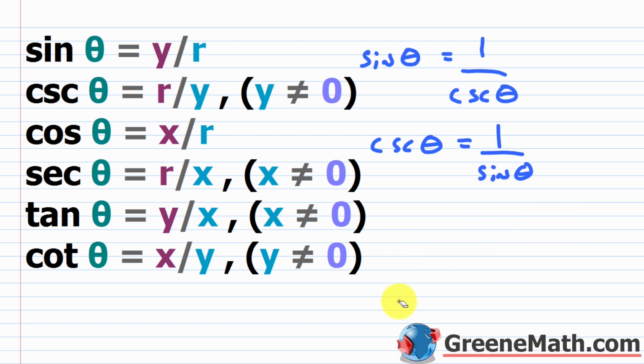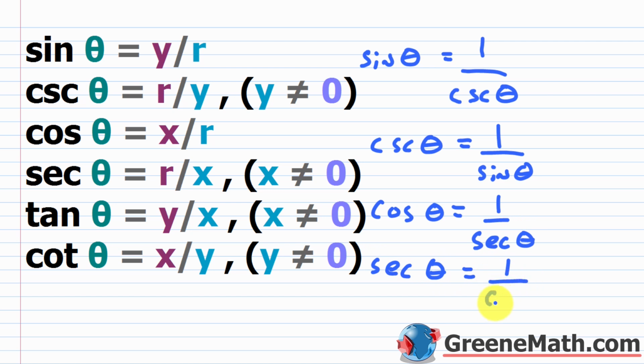So we have the sine of theta is 1 over the cosecant of theta. The cosecant of theta is 1 over the sine of theta. Then you say the cosine of theta is equal to 1 over the secant of theta. Okay, and then the secant of theta, again, it's just 1 over the cosine of theta. Let's write these down here.